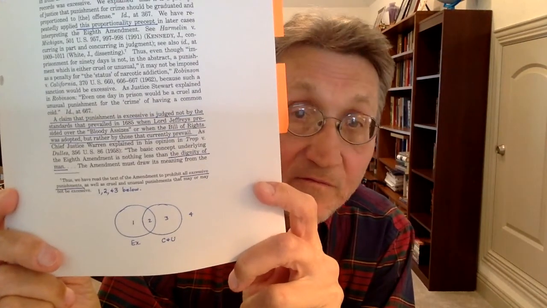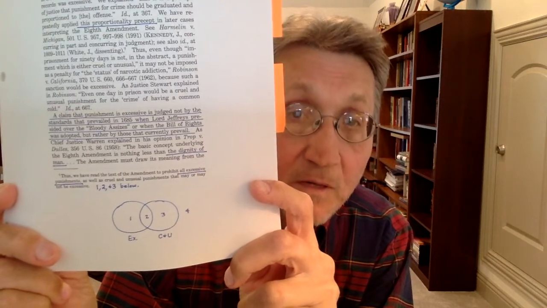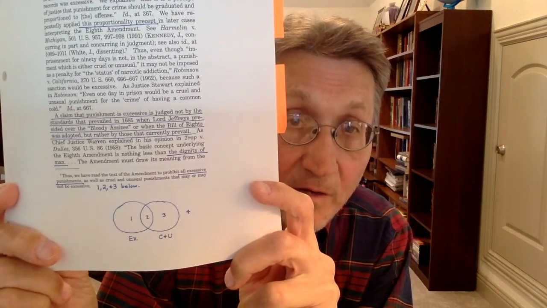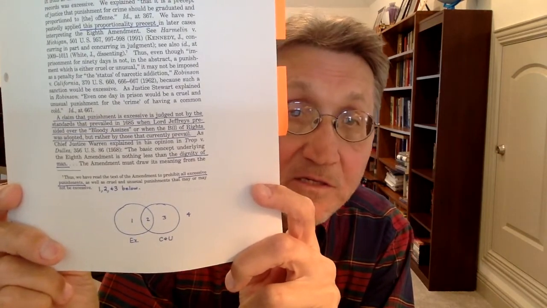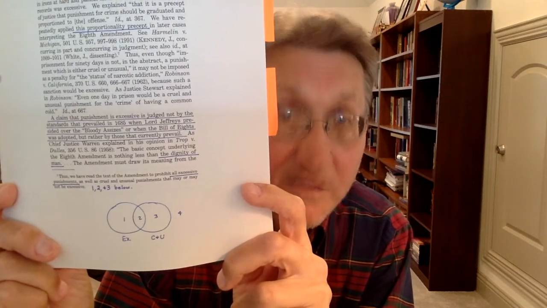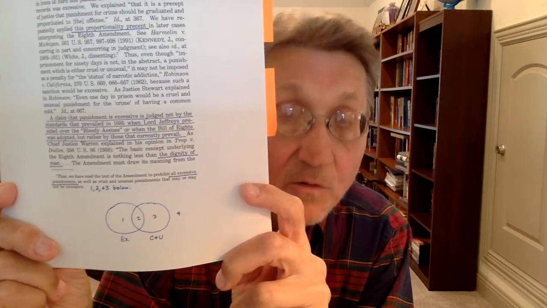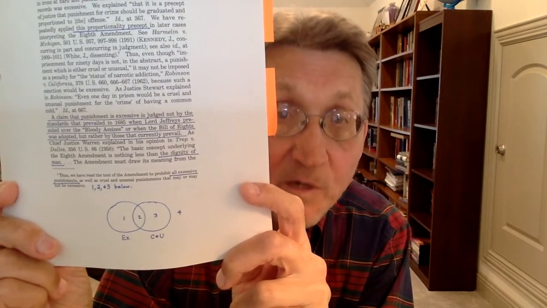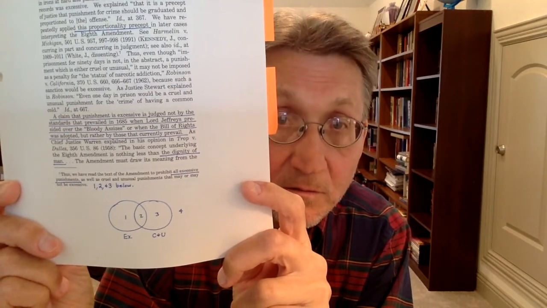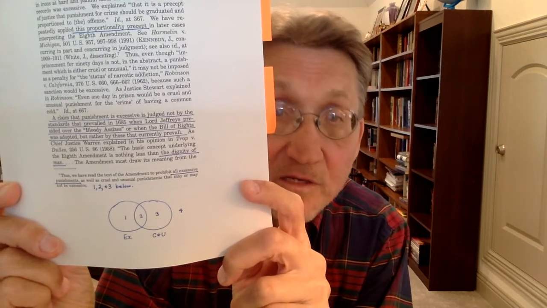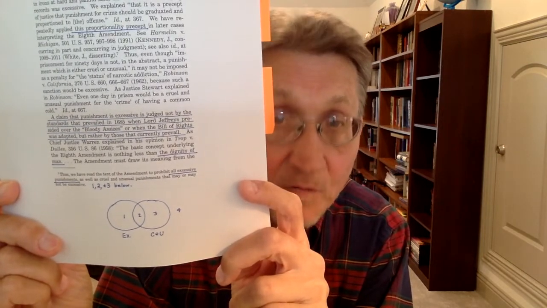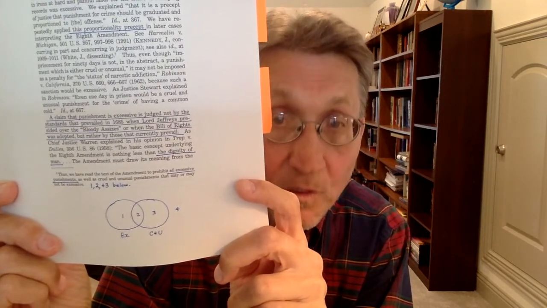What I've done is I've drawn two circles partially overlapping one another. The two circles are labeled. One of them is labeled EX, and that's just shorthand for excessive punishments. So think of all excessive punishments as being in that circle, the one labeled EX. The other circle has underneath it C and U, and you can probably guess what that means. It means cruel and unusual punishments.